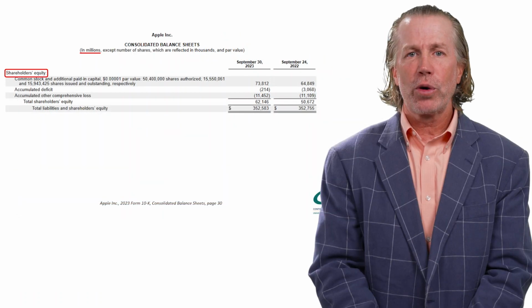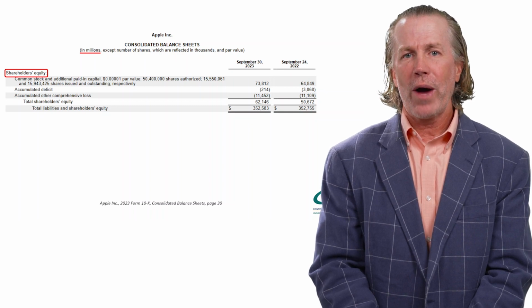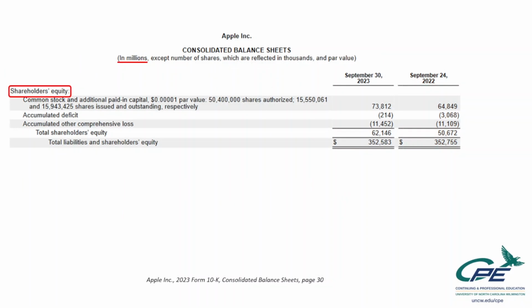There are a few elements worth noting from the stockholders' equity section of the balance sheet, although Apple refers to it as shareholders' equity. They combine together their balances for common stock and additional paid-in capital, although most companies report those on separate lines. The common stock account is used to record the par value, whereas APIC is used to record the additional proceeds from selling stock above the par value.